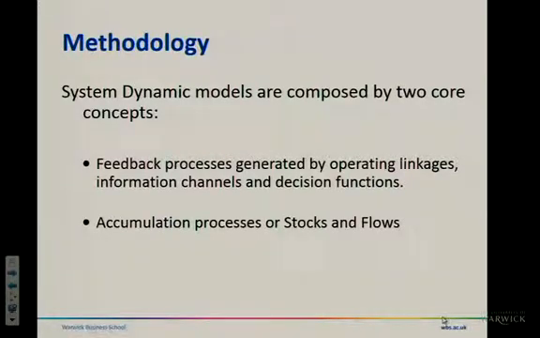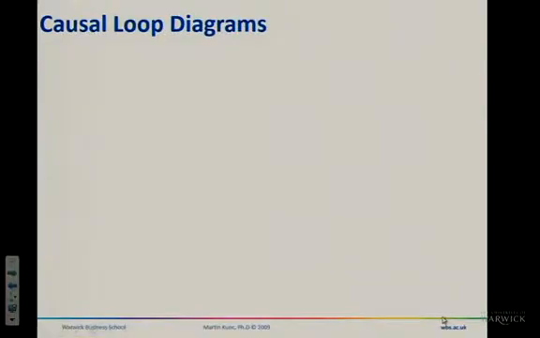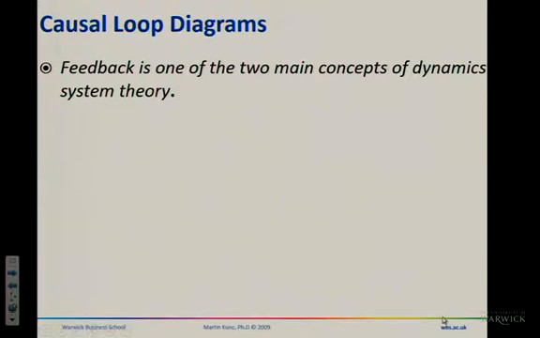The other part is the accumulation processes, or stocks and flows. So how these decisions tend to generate some behaviors that then accumulate in terms of stocks, and those accumulation processes are driven by the feedback processes and the flows. So let's see in more detail one of the main tools that helps you represent causal feedback loops. This tool is called causal loop diagrams.